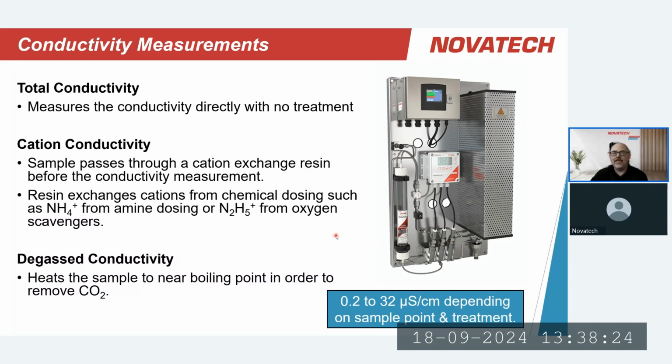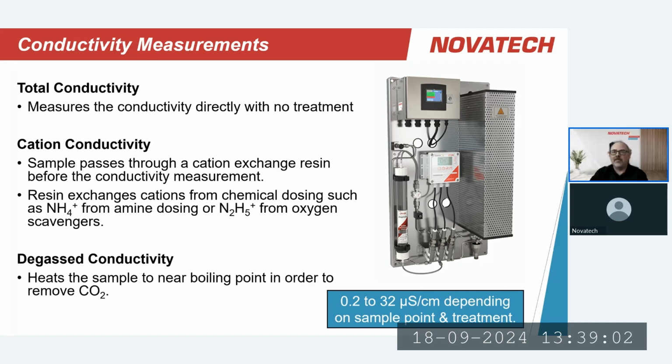And in that resin, we are removing some of the chemicals that are used in that dosing, in that water treatment process. They create an interference of what we really want to see, which is the conductivity from the rest of the process. So if we take out, for example, the NH4+ from the amine dosing, or the oxygen scavengers that might be present in the sample, we get a clearer picture of the true nature of the water itself.